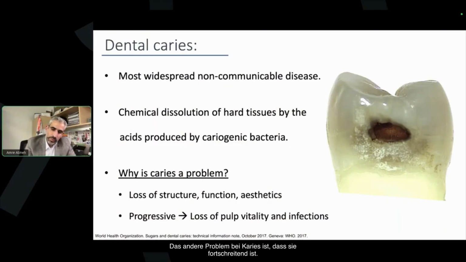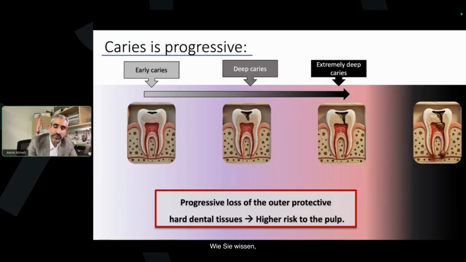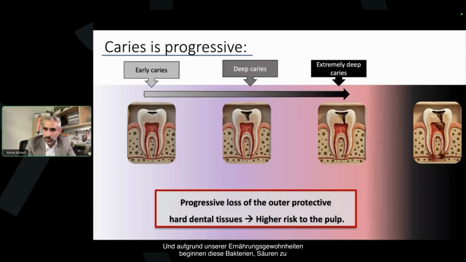Now, the other problem with caries is that it is progressive. So it starts with, as you know, the acid production from acidogenic or cariogenic bacteria that live in our mouth, and due to the dietary habits that we have, this bacteria will start producing the acids. Now, those acids will attack the enamel surface, and then with time it will reach dentine. Then the lesion will start to cavitate, allowing more bacteria to invade. So with time, the caries lesion is actually going deeper into the dental tissues.